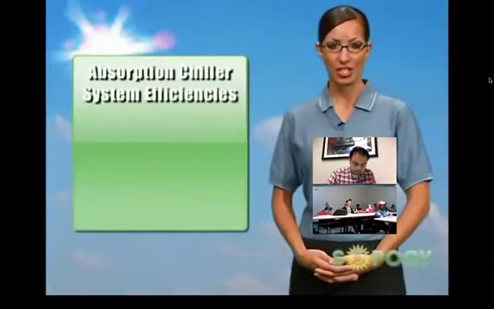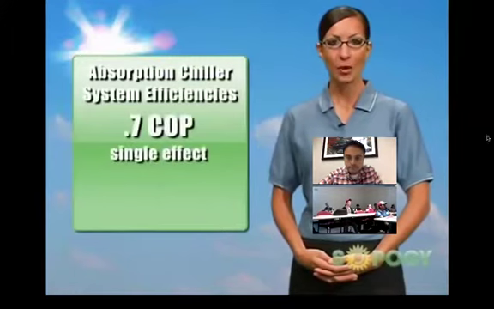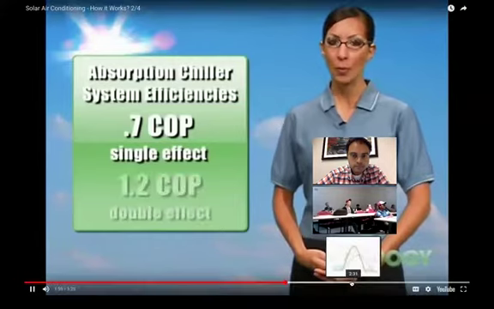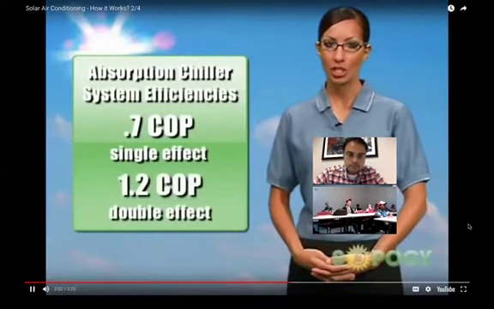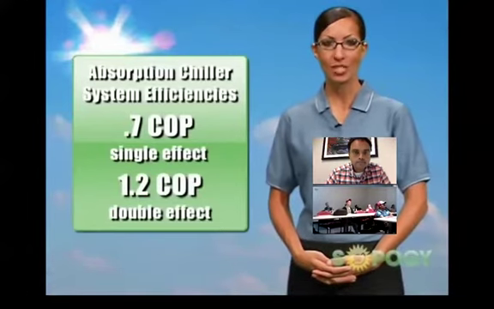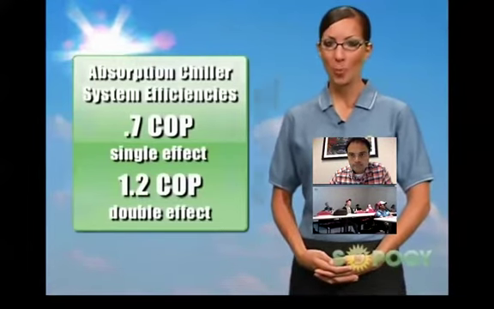Absorption chiller system efficiencies are often around 0.7 COP, or coefficient of performance, for a single effect, or 1.2 for a double effect absorption chiller, making for a good complement to the efficient Sopogy micro CSP solar collector. Soponova is the ideal technology for solar air conditioning.